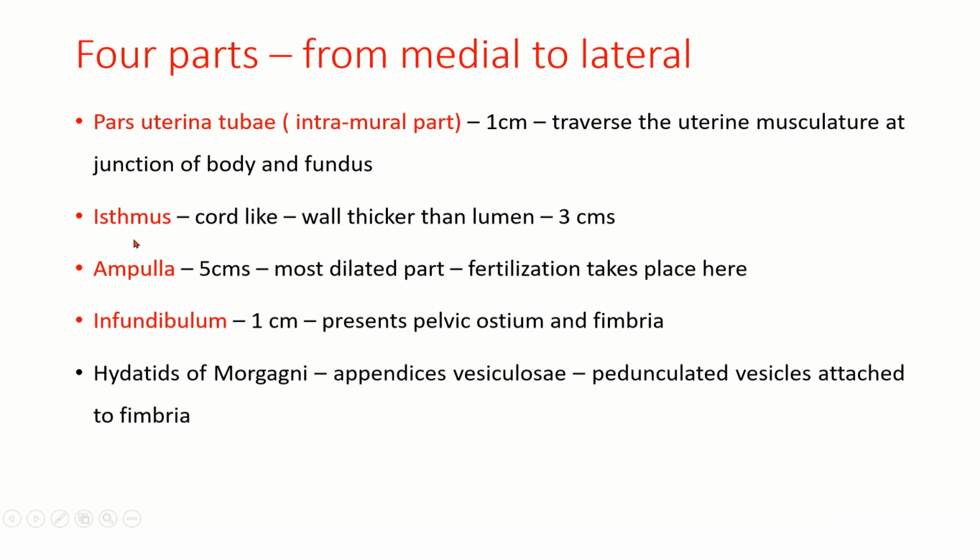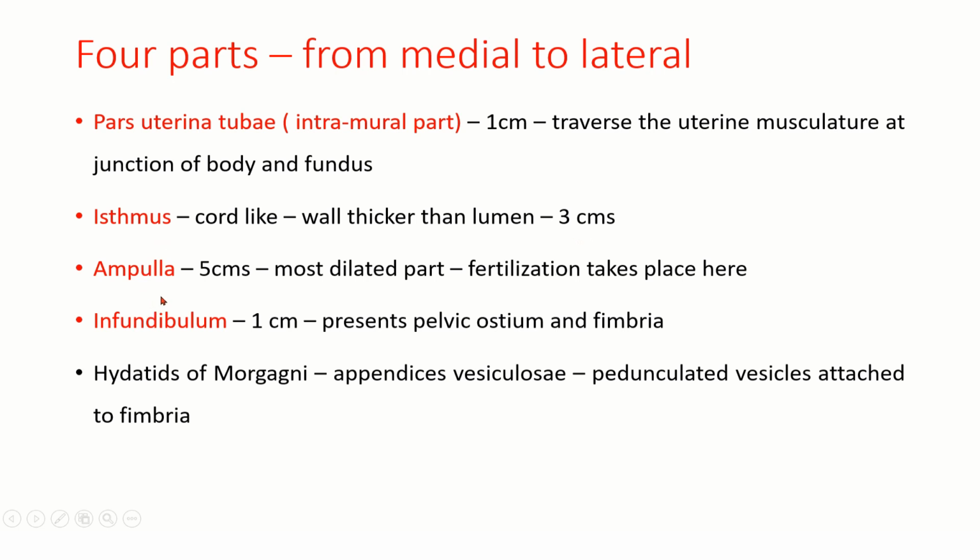Isthmus: the intramural part, after exiting the uterine musculature, continues as the isthmus, which is cord-like. Why is this cord-like? Because the wall of this particular part of the uterine tube is thicker than the lumen. It is approximately 3 centimeters long.